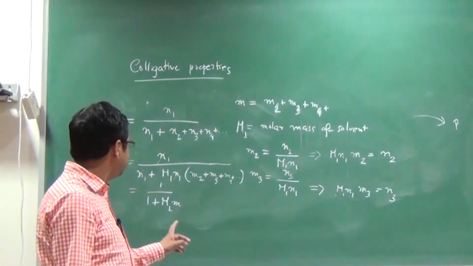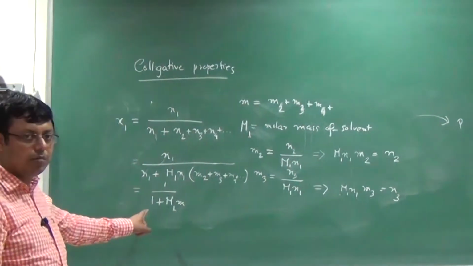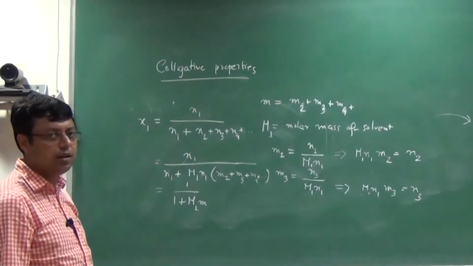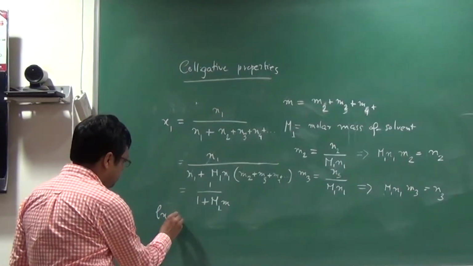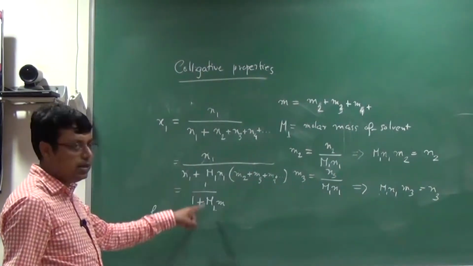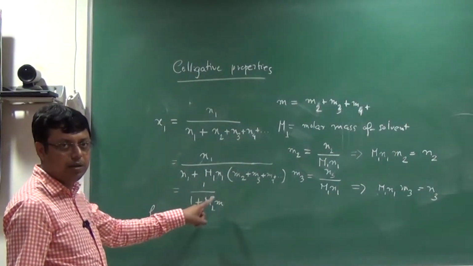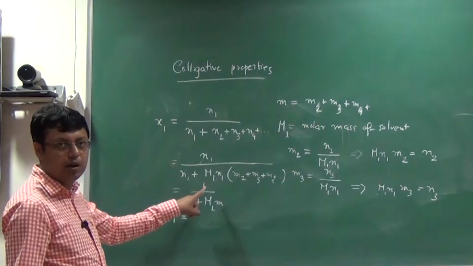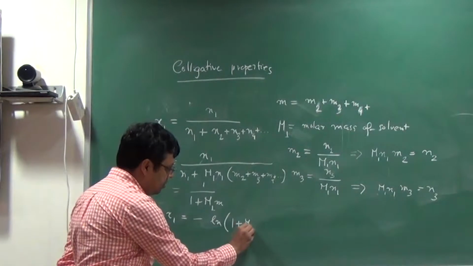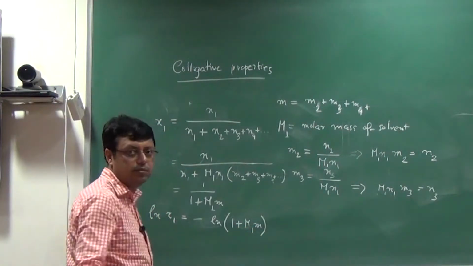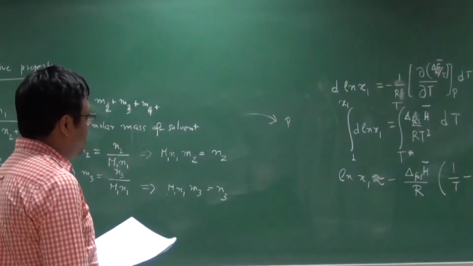Now you see I have basically used a relation of x1 with the molarity, then I can actually write ln x1 readily. So ln x1 will be what? Ln x1 is ln this. It is ln a by b, which is ln a minus ln b. Ln a is ln 1, which is 0. So I have minus ln of 1 plus m1 into m. Clear? Okay. Alright.